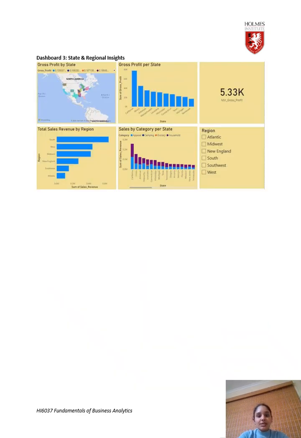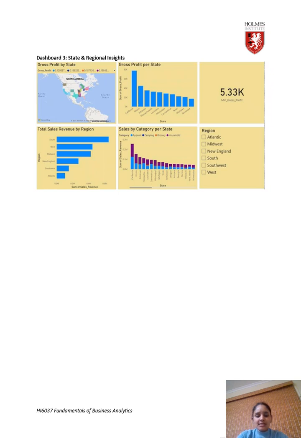So this is dashboard 3, state and regional insights. There is a bar chart and a map and a value explaining this dashboard. In this dashboard, there's a gross profit by state map and a bar chart. This explains the states like California, Texas, that show the highest gross profit. And another one is total sales revenue by the regions. Likely a breakdown of sales by larger geographic areas like the Northeast and the Midwest.